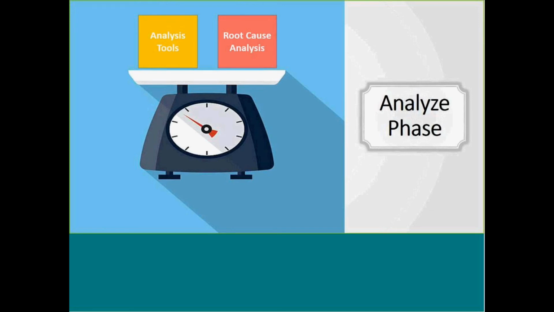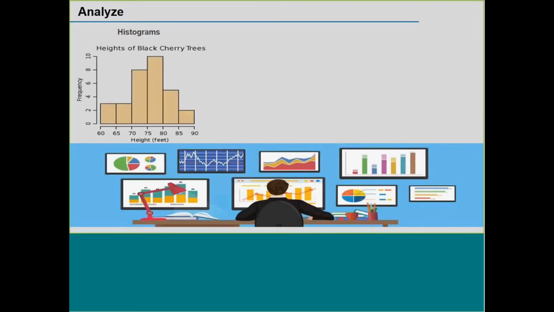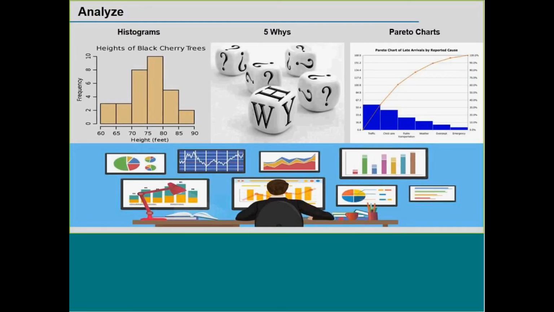Let's move on to the analyze phase in the DMAIC methodology. We've gone over define, measure, we are now in analyze. What we're going to cover here are some analysis tools that we can use to analyze our data and how we can complete an actual root cause analysis. So some basic tools for analysis. We have histograms, the 5 whys, and Pareto charts.